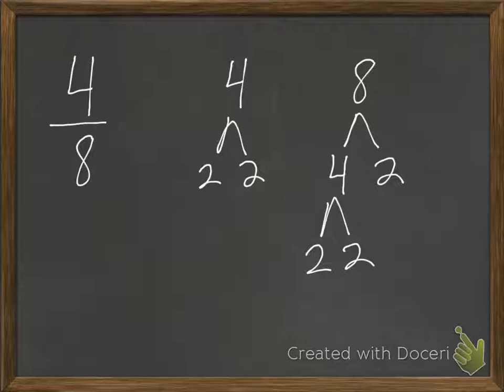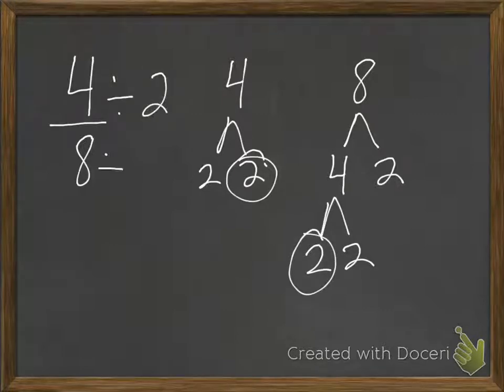We need to find out what is similar. It cannot be 4 this time because look, there's a 4 over here, but there's no 4 over here, and we can't use our top number. That will not work. So we just have to use what is common, which is 2. So now we have 4 divided by 2 is 2. 8 divided by 2 is 4.